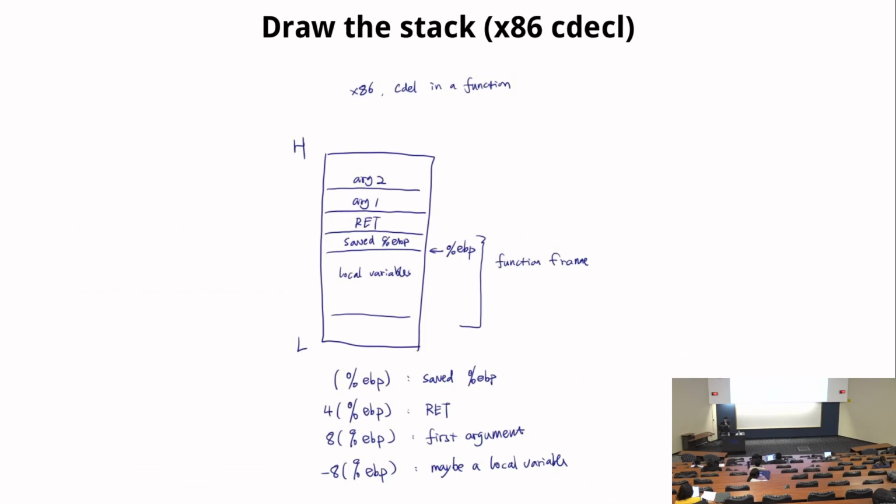If we draw the stack, it will look something like this. For any function, if you are using the standard convention, EBP will point to the saved EBP, and the addresses lower than that will be local variables. The addresses higher than that will be the return address and also the arguments for that function. You can also change this EBP to RBP to make it 64-bit. Of course, the offsets here will also change after you do that.